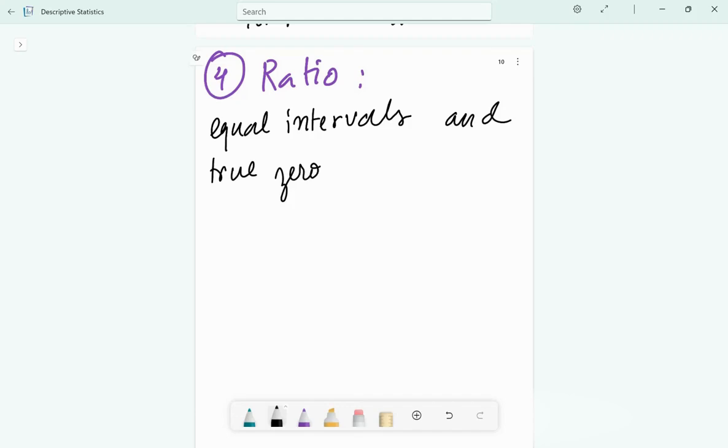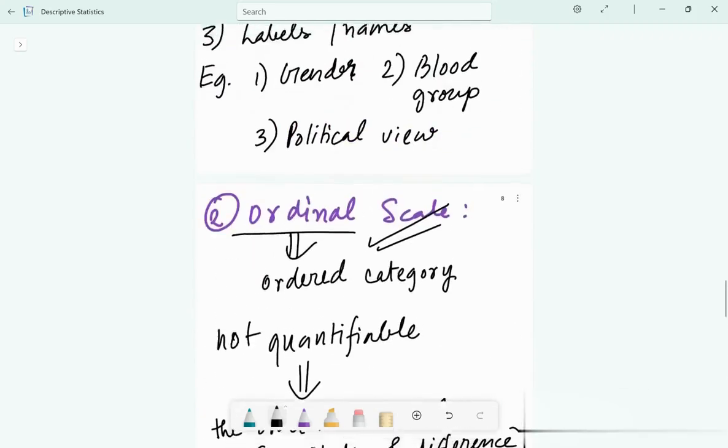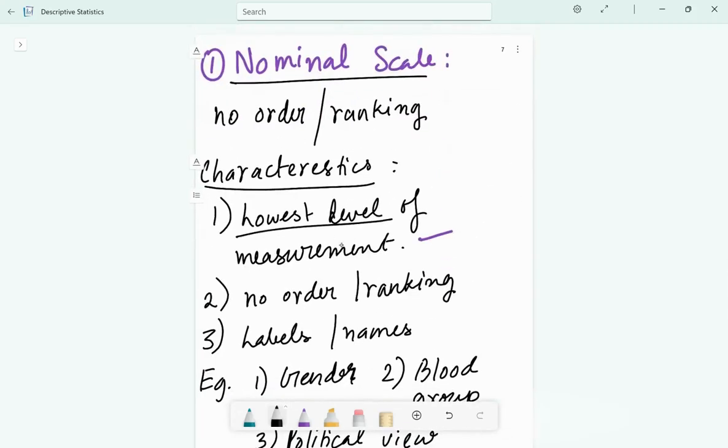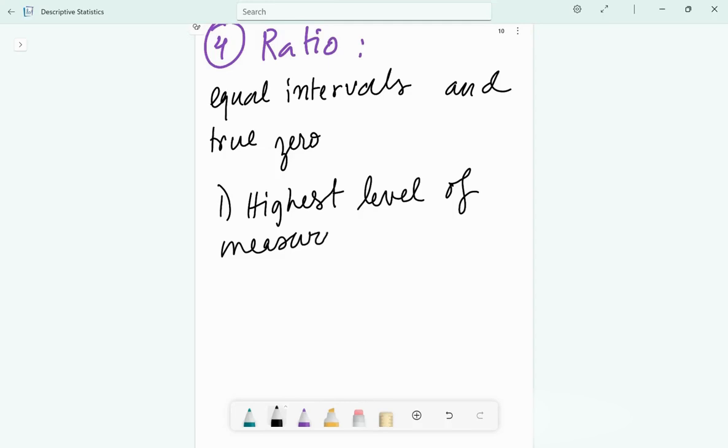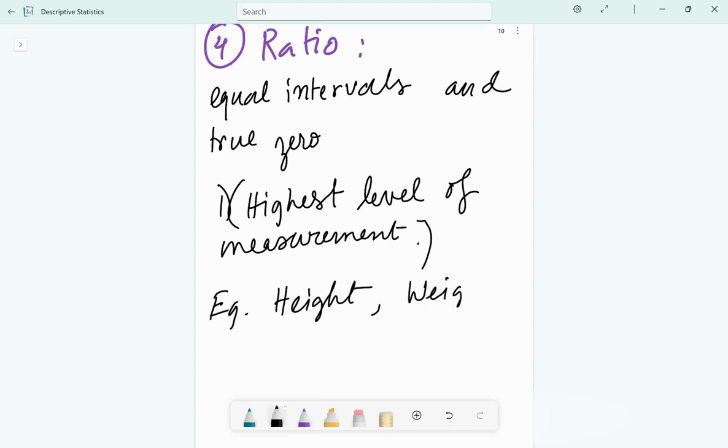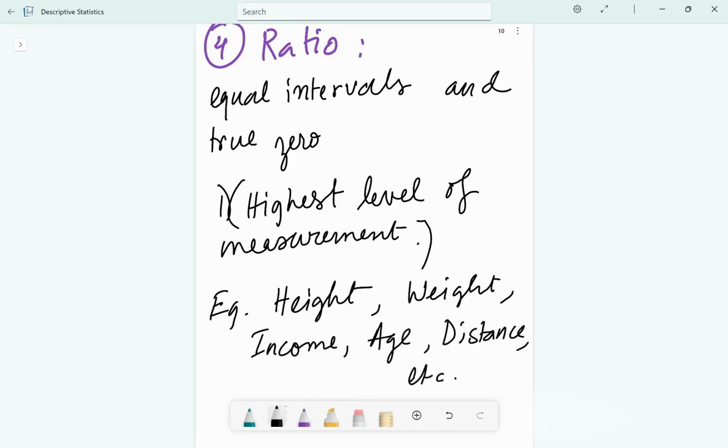Now, it is the highest level of measurement. As I said, the first one, which is nominal scale, where is nominal scale? Yes, it is the lowest level of measurement. And now, in the ratio, we understand it as the highest level of measurement. It has all the properties like categorization, ordering, equal intervals, and true zero. So it is called the highest level of measurement. All right. What can be the example for it? It is very basic, like height, weight, income. You can add many. Age, distance, anything, etc. You can add many as you wish.